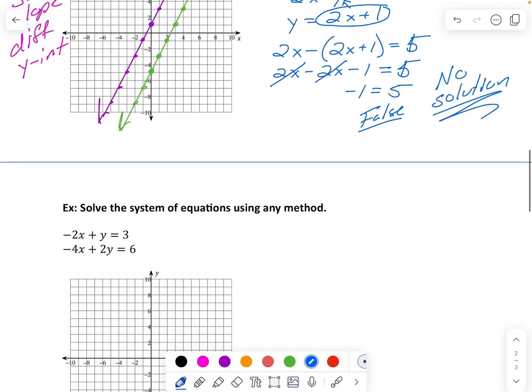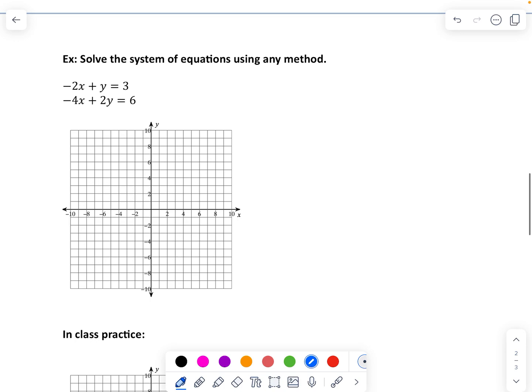Let's look at one more problem. These two equations right here are kind of set up for elimination, and we'll look at that in a minute. But first, let's graph them. So I'm going to take this first equation, -2x plus y equals 3, and I'm going to put it in slope-intercept form. Looks like we get y equals 2x plus 3.